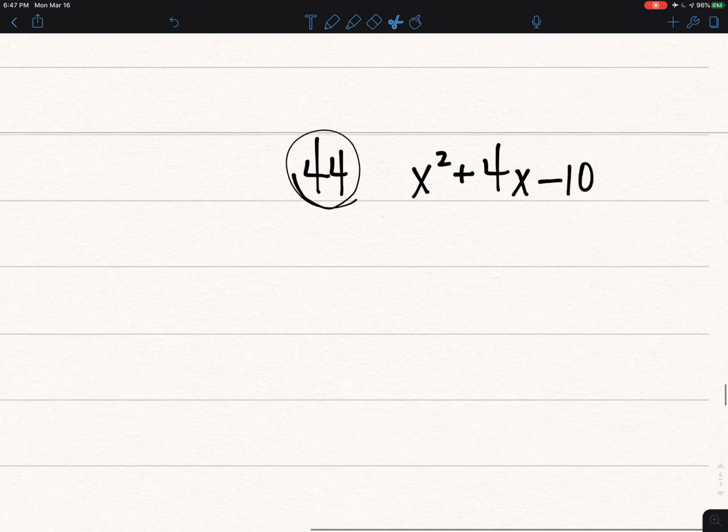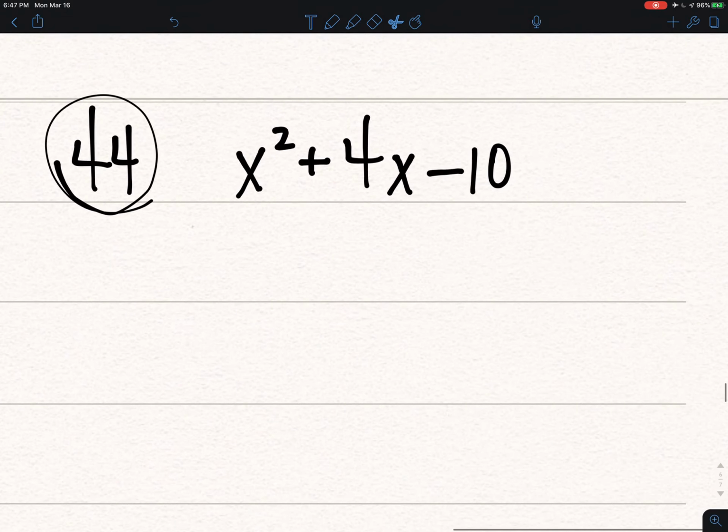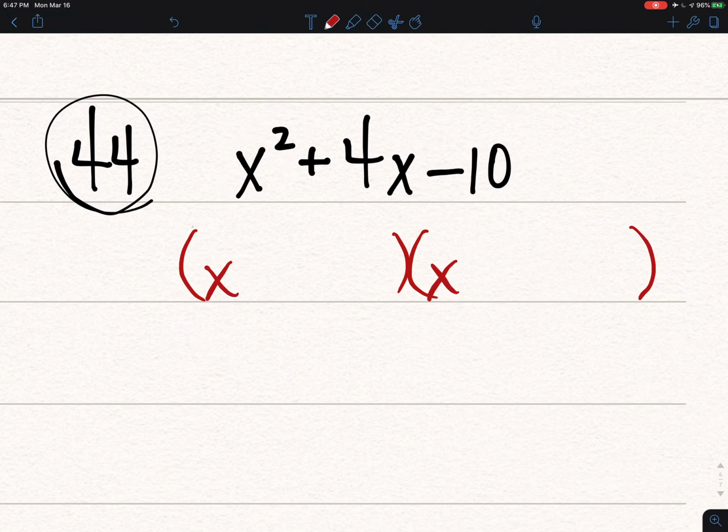Let's jump on over to number 44. There's no GCF with all 3 terms, so let's go ahead and make our 2 binomials. What multiplies together to give you an x squared? X and x. What multiplies together to give you a 10? We have a 1 times a 10 or a 2 times a 5. Those are our only options.